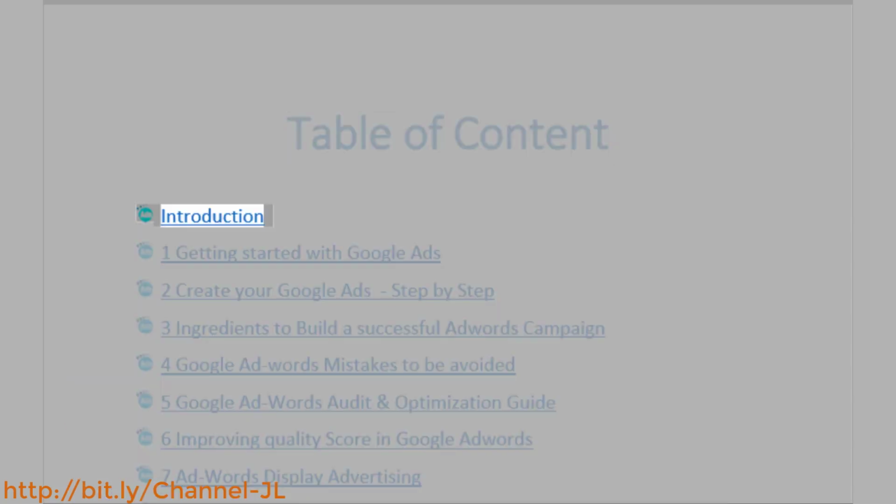Table of Content. Introduction. 1. Getting started with Google Ads. 2. Create your Google Ads step by step. 3. Ingredients to build a successful AdWords campaign. 4. Google AdWords mistakes to be avoided. 5. Google AdWords audit and optimization guide.